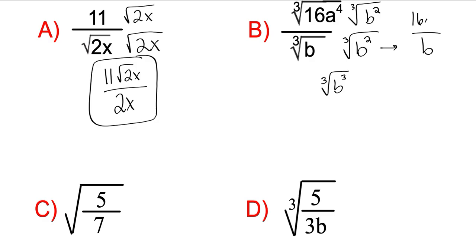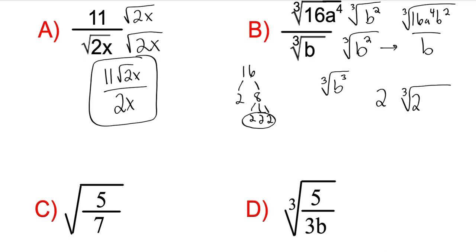So 16a to the fourth b squared, all under a cube root. And we do have to double check to see if the top is simplified or not, okay? So we leave the bottom. We know that's simplified. The top, the 16, we can break that down. So I'll put that over here. 2 and 8. 16 is 3 2's. Okay? So we got to bring a 2 out. And then cube root of 2 back underneath there.